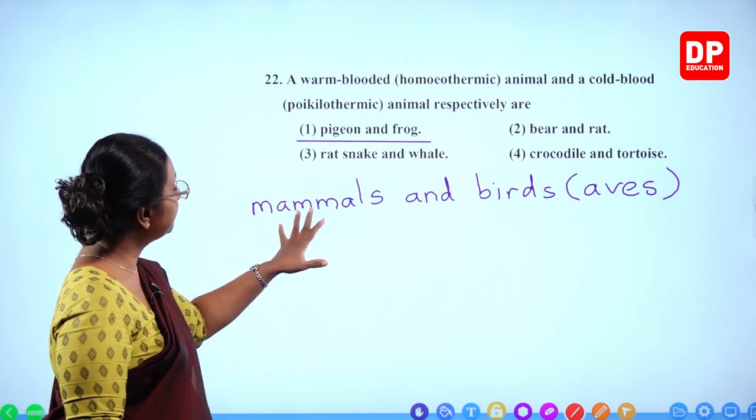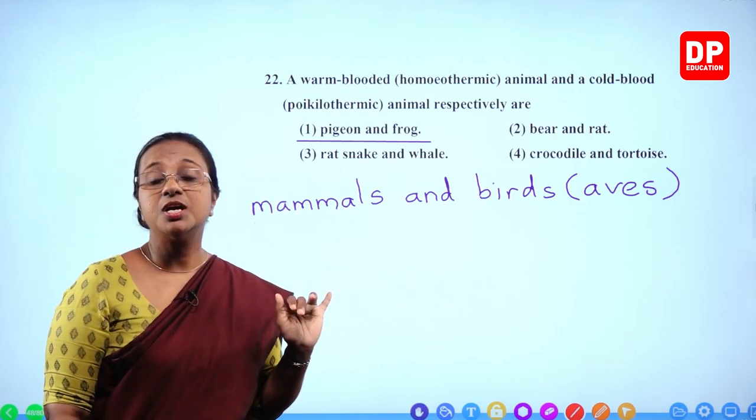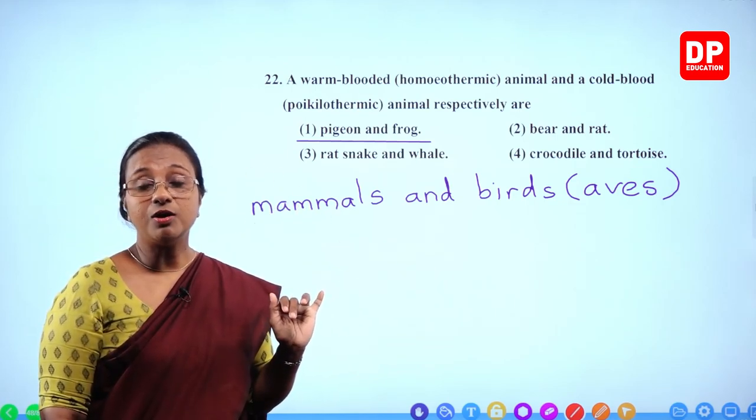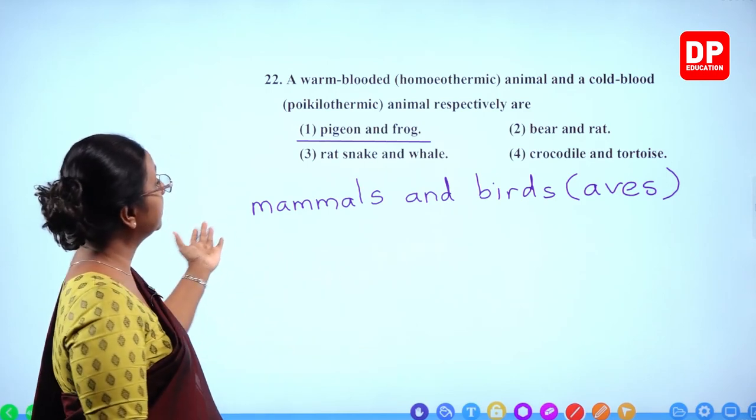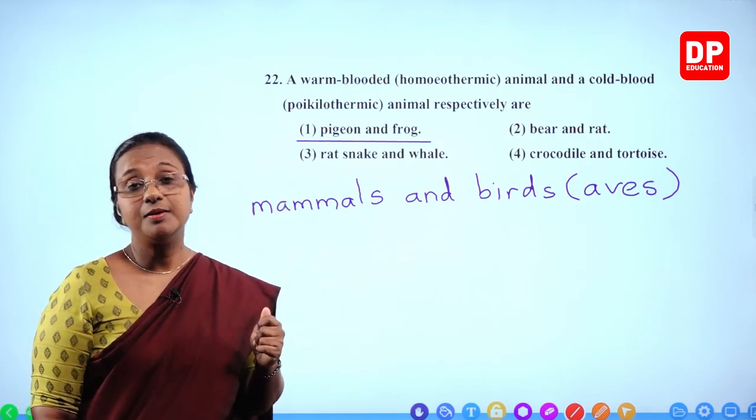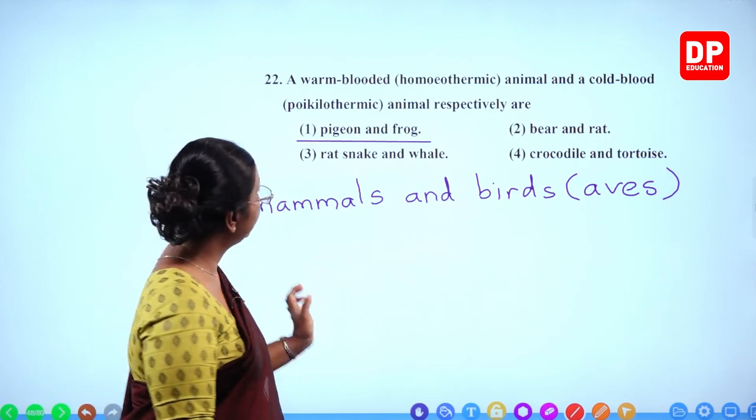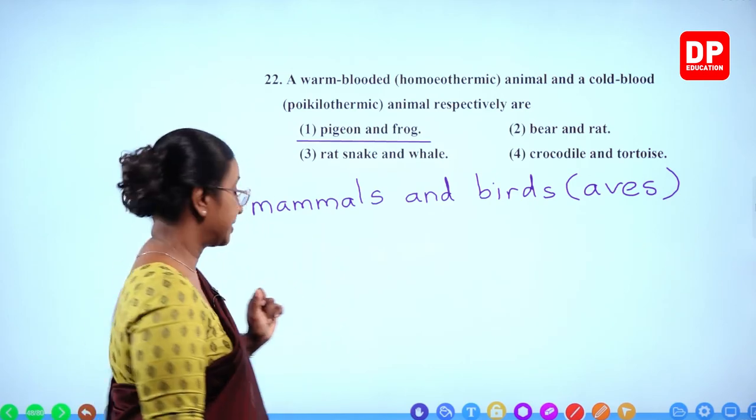So, look at the combination. Identify to which vertebrate group they belong. And then you know whether they are warm-blooded or cold-blooded. So, with that, I'll move on to the next one.